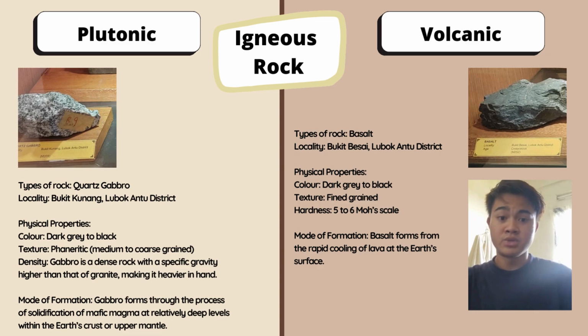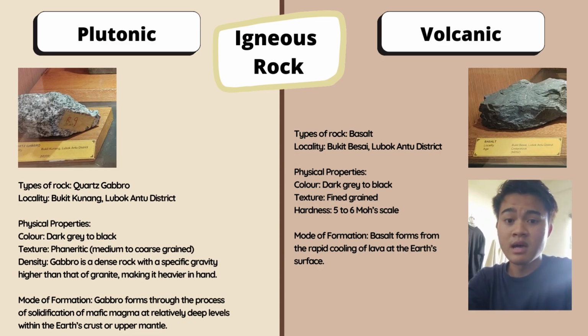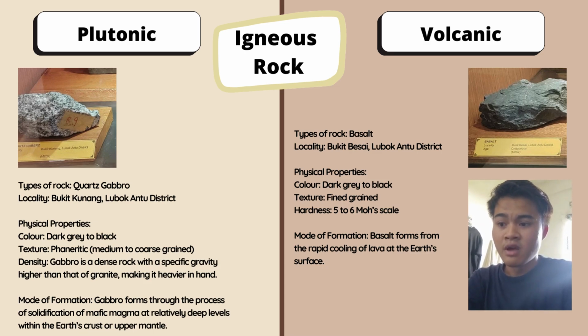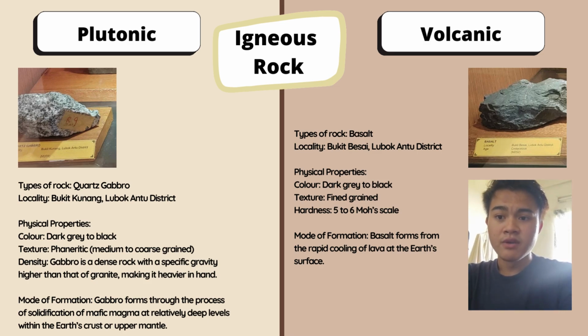Kunang, Lubuk Antu district. Quartz gabbro is dark gray to black in color, with a phaneritic texture, which is medium to coarse grain. Gabbro is a dense rock with a specific gravity higher than that of granite, making it heavier in hand. Gabbro is formed through the solidification of magma at a relatively deep level within the earth's crust or upper mantle. The second one is volcanic type rock.